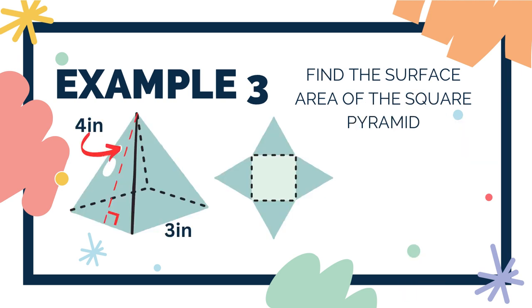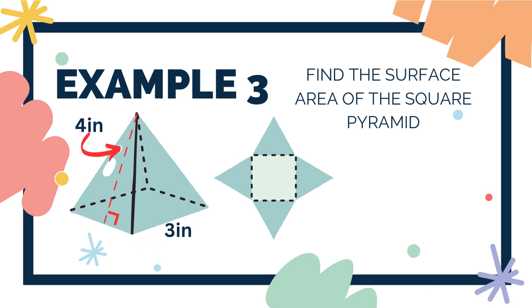Now, sometimes we have a 3D shape that has triangles in it. So right here it says find the surface area of the square pyramid. This is called a square pyramid because it's a pyramid whose base is a square. So again, we're going to start by looking at our shape and we're going to break it into a net. We can see here that the base is a square and it has a side length of 3.